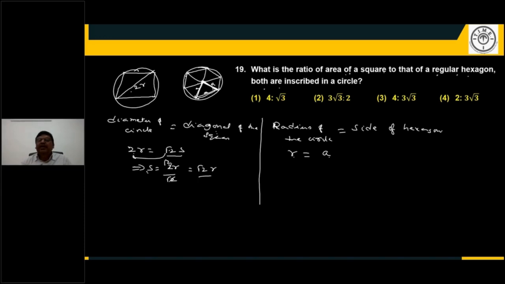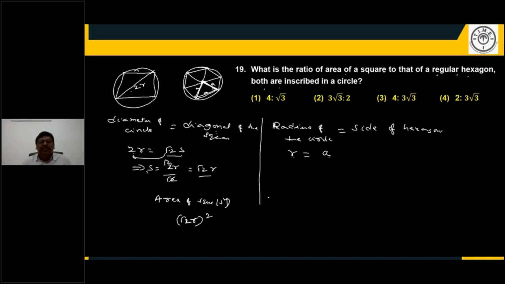Now he is asking for the area of a square. The formula for the area of a square is s squared. So it is root 2 R whole squared. I repeat, it is root 2 R whole squared.